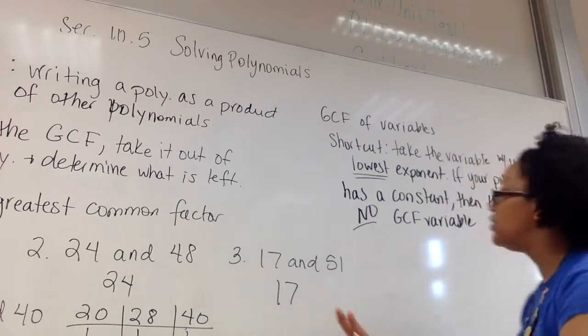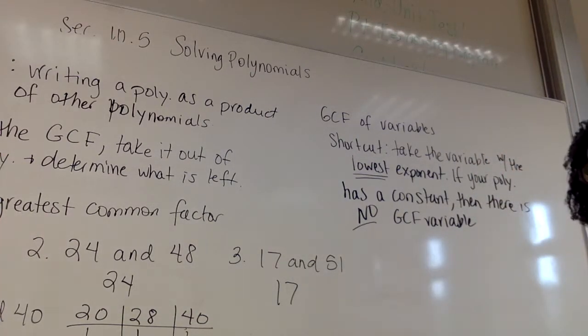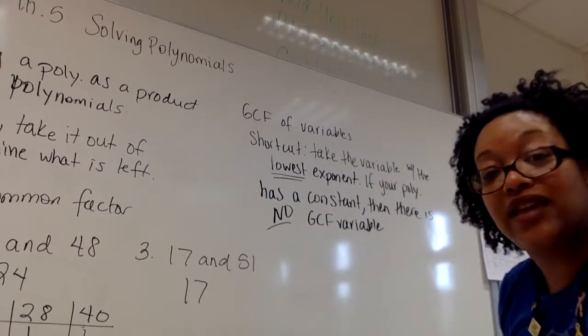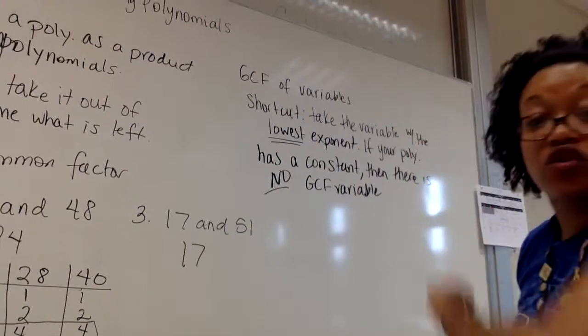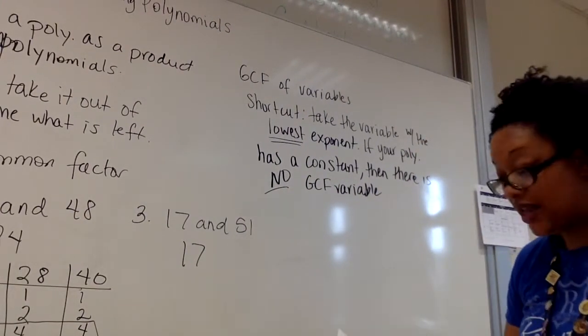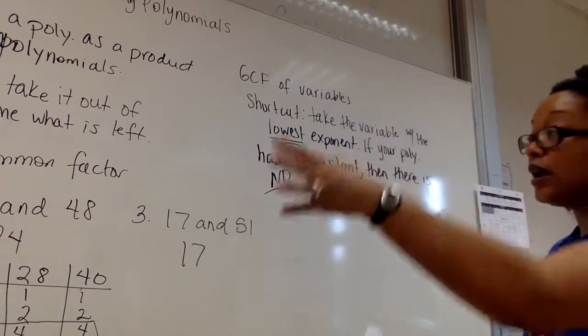So what we're going to do is I'm going to try to get my big head out of the way. You write this down, okay? Write it down. And then in the next video, I'm going to show you what that looks like. We're going to combine some numbers and variables together.